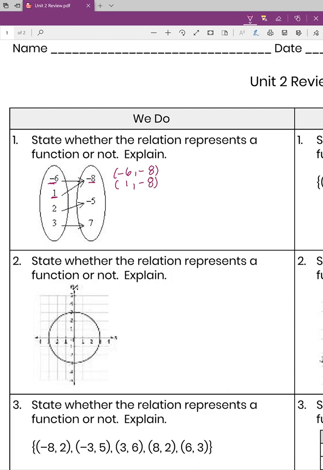Then we have 2 pointing to -5. So that's going to be 2, -5. And 3 pointing to 7. So that's going to be 3, 7. Now we're looking at whether any of our x values repeat. So we have -6, 1, 2, and 3. None of them repeat, so this is a function.